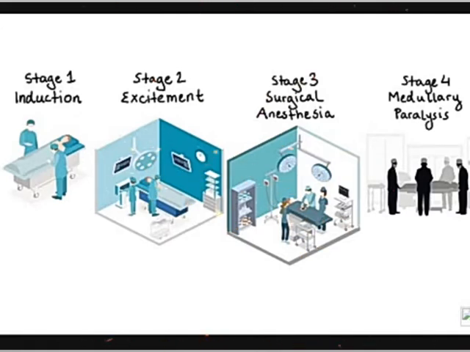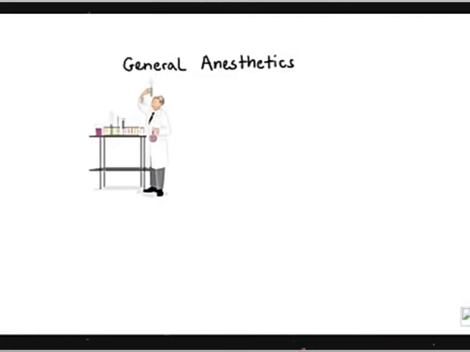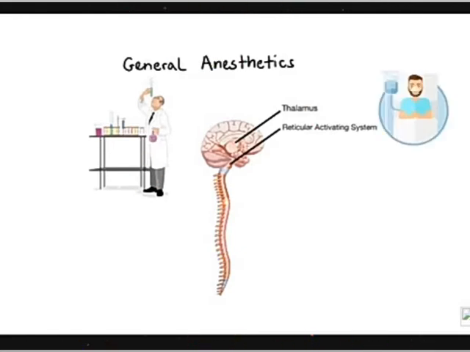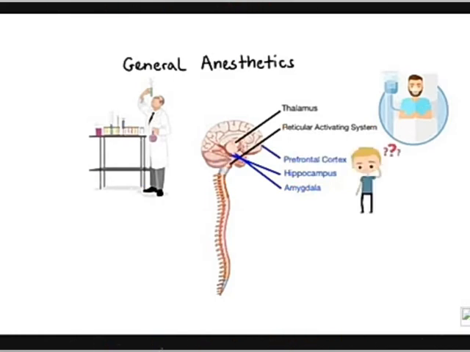Now, let's move on to discussing how general anesthetics work. So the mechanism of action of general anesthetics is not entirely clear. Although early theories focused on a single common path of action for all anesthetics, at the macroscopic level, the action of general anesthetics on the thalamus and reticular activating system leads to reversible loss of consciousness. The action on the hippocampus, amygdala, and prefrontal cortex causes amnesia. And finally, the action on the spinal cord is responsible for immobility and analgesia.